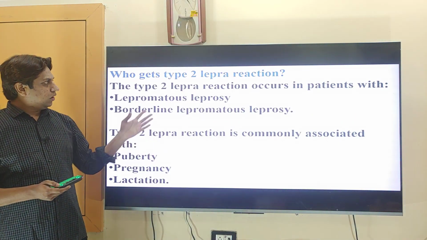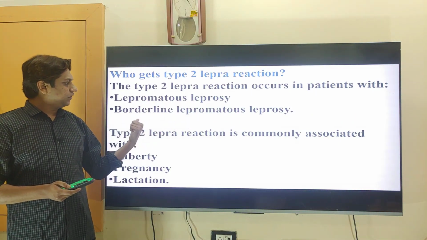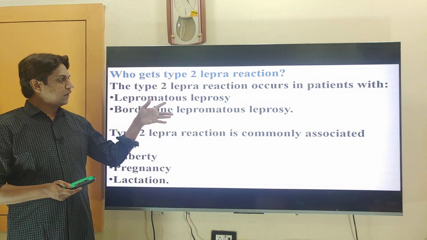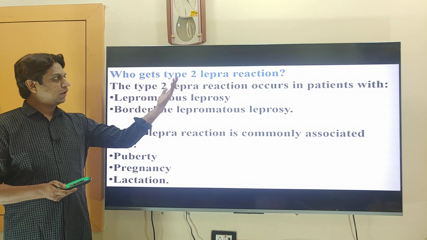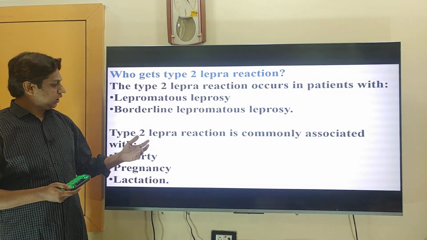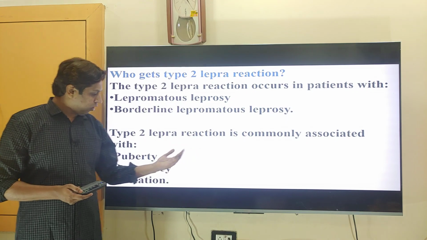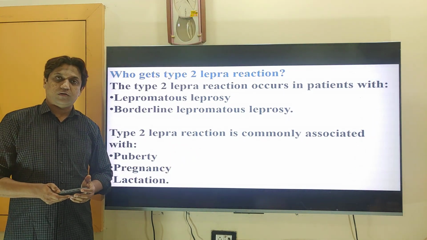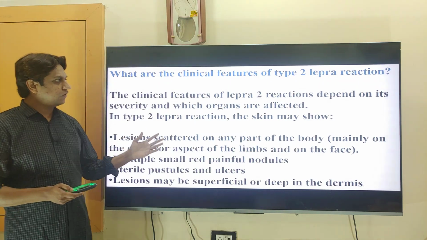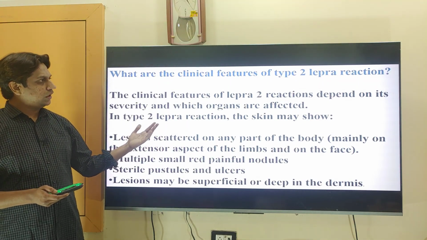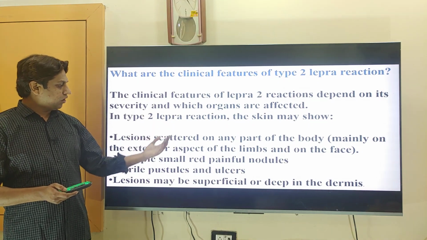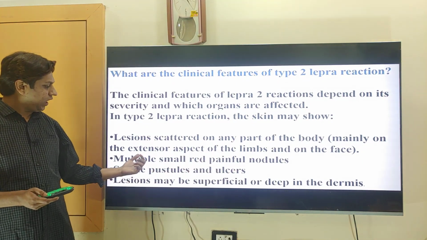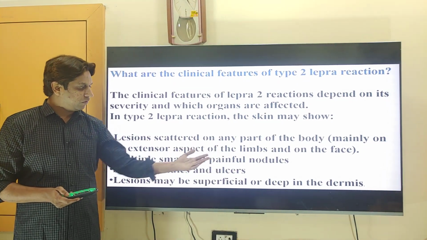So who gets this? Lepromatous leprosy, borderline lepromatous leprosy. These types of leprosy usually get this type 2 immune reaction. Okay, so type 2 lepra reaction is commonly associated with puberty, pregnancy, and lactation. Okay, so what are the clinical features, as I already enumerated? It depends on the severity and which organs are affected. Mainly the lesions are scattered on any part of the body, but mainly on the extensor aspect of the limbs and on the face.